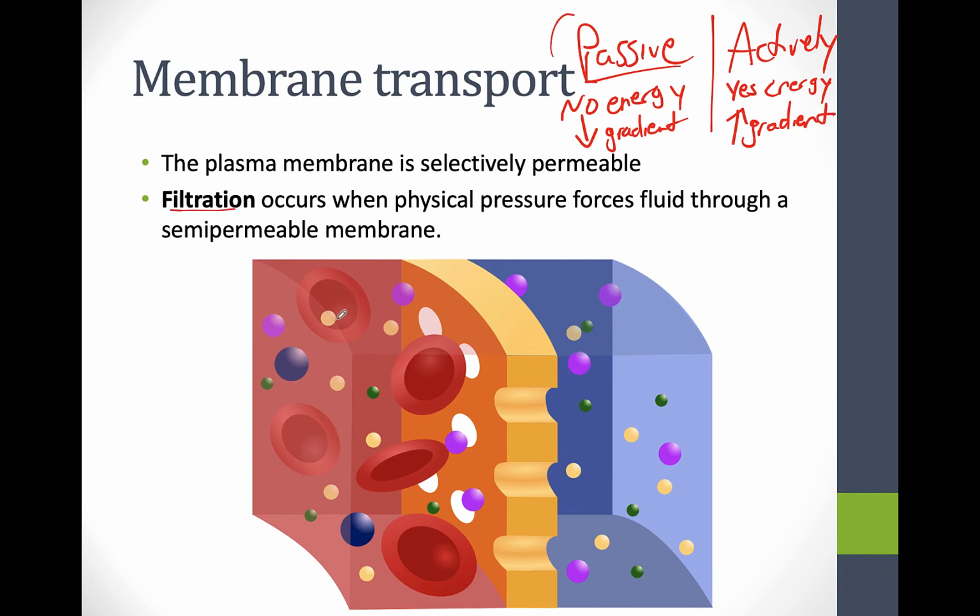The first type of passive transport is called filtration, and this is when pressure forces fluid through a membrane. So in your blood, you have a high pressure system, and outside of the blood, it's lower. So as your blood moves through these porous capillaries, water is forced out of the blood into the fluids surrounding your cells.